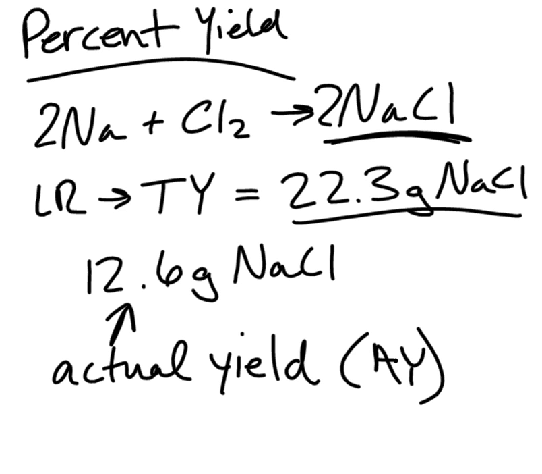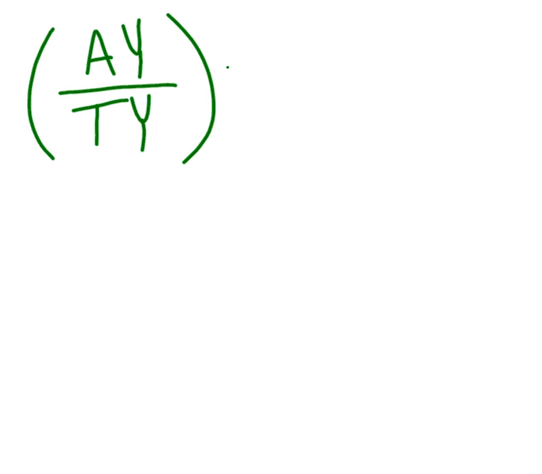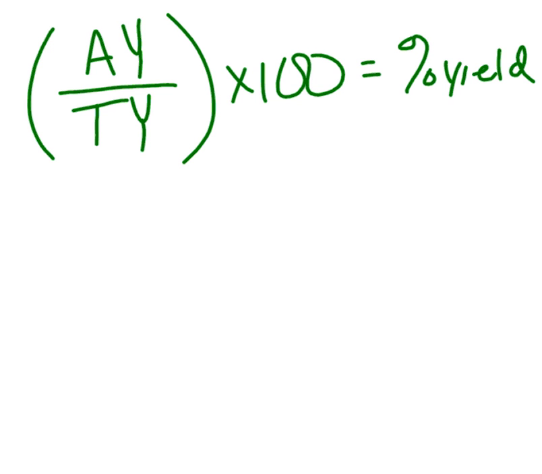Okay? So what you're going to do to determine a percent yield, I'm sure you guys can figure this out, is I'm going to take the actual yield, and I'm going to take the theoretical yield. I'm going to divide them, and then I'm going to multiply by 100, right? And this will give me my percent yield.